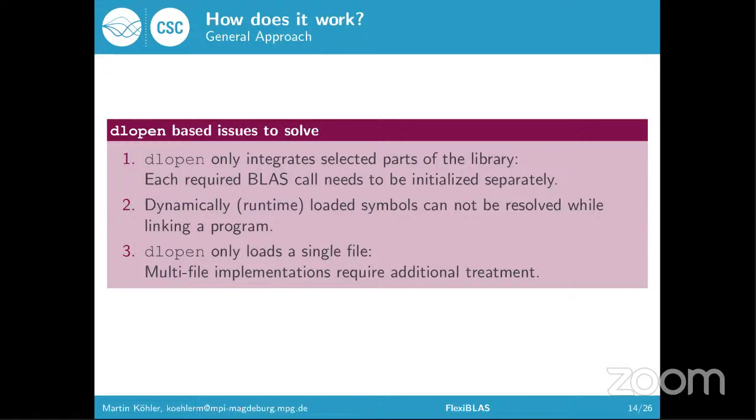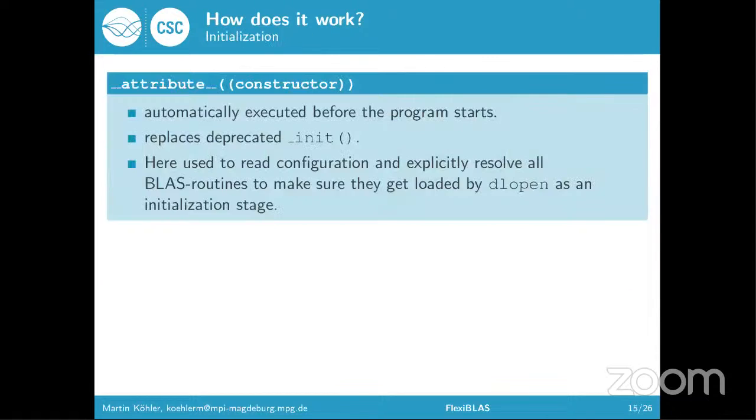The second thing is that runtime loaded symbols cannot be resolved by linking the program. So every symbol we need afterwards for normal linking that behaves like the BLAS library has to be already available at compile time. And still we have this multi-file implementation issue, which I mentioned with the MKL library or with the old Atlas ones, for example. So those were the basic three issues we have to deal with.